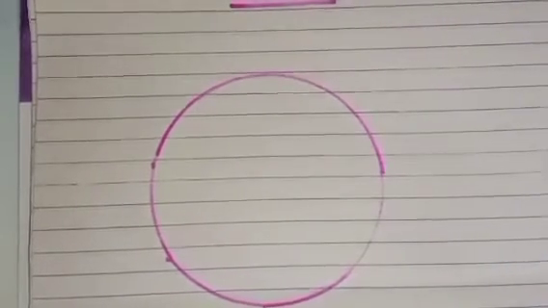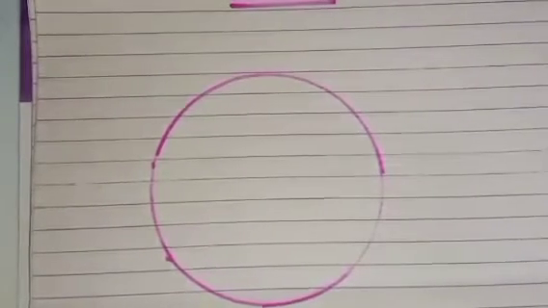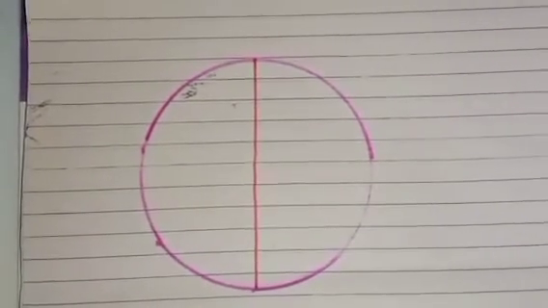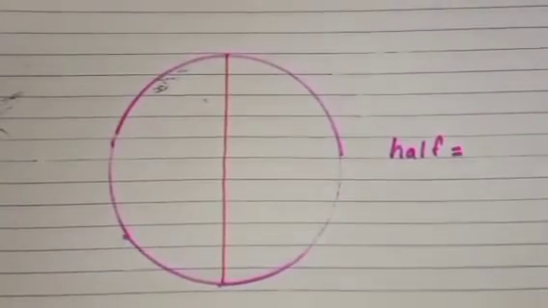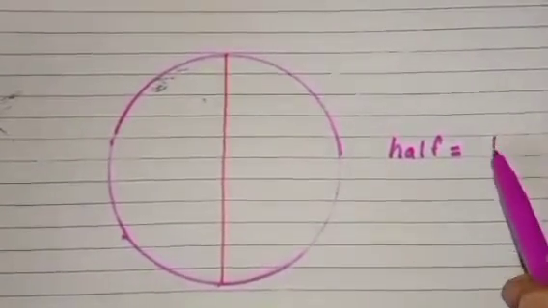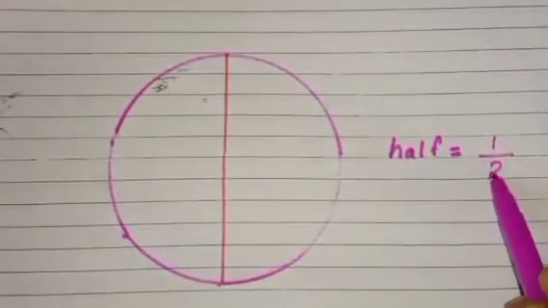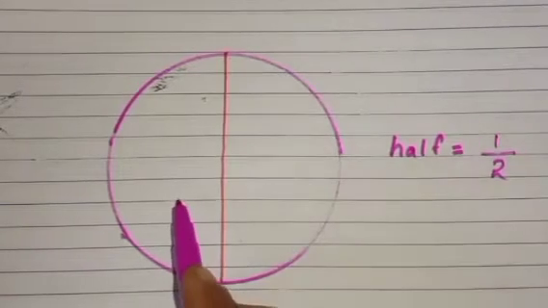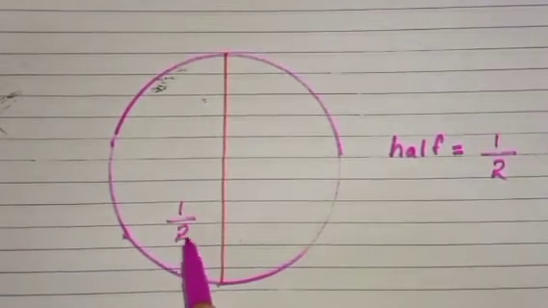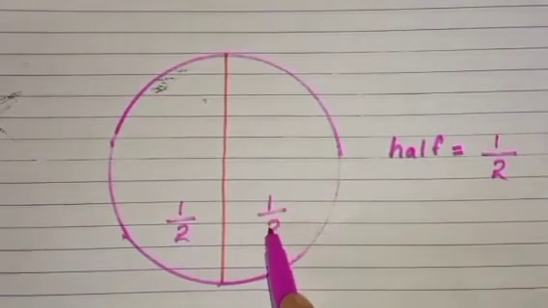So this is one circle. I divide this circle into two equal parts. So there are two halves. So we can denote the half as 1 by 2. Okay, so here two halves are there. This is one half, that is 1 by 2, and here also 1 by 2.